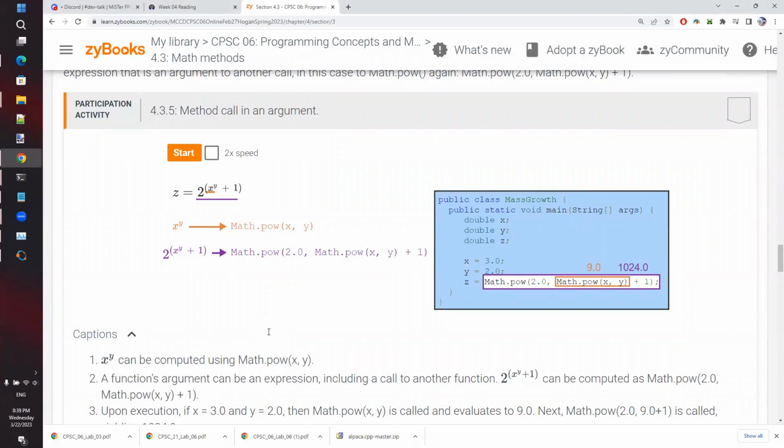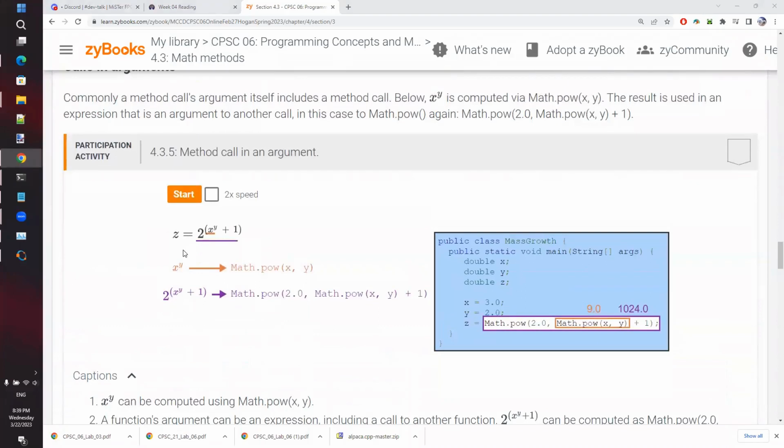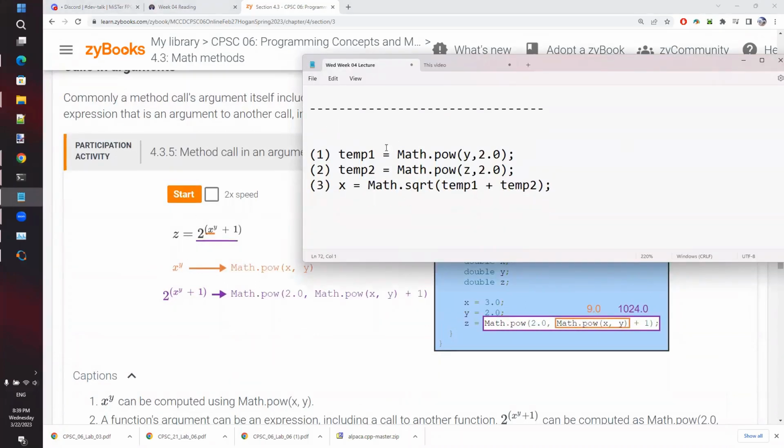All right. Now, what they're trying to show you in the next activity is that you can put math functions inside of math functions, and the compiler will just figure it out. Okay, so like for example, on this previous one that we did in 3 lines, right? But we could have done it this way. We could have said Math.sqrt, because we had a square root on the outside.